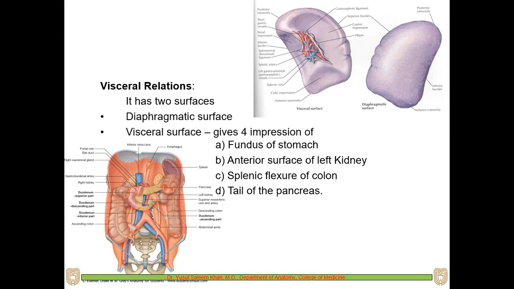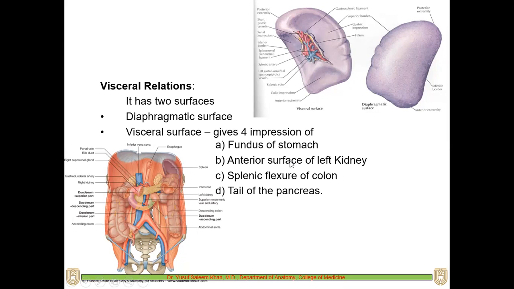Then we have the anterior surface of the kidney. If you see here, here is the kidney. That will be in contact with this part. So this is the renal impression. And this is the gastric impression. This is called the renal impression.